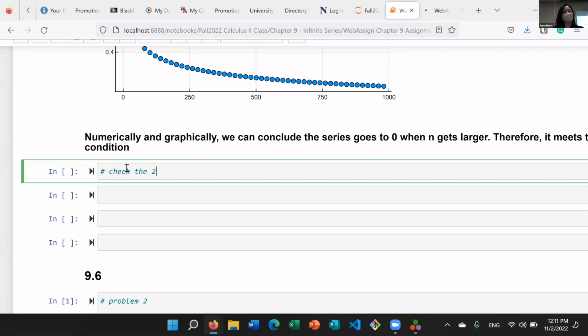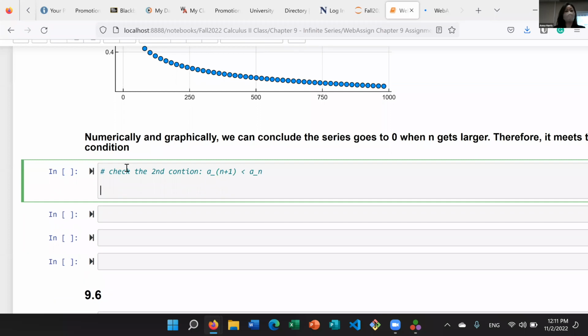Now we have to check the second condition. What's the second condition? A sub n plus 1 has to be less than what? A sub n. So we've got the k. Now I'm going to find the second one. Can I just call it k2? Do you mind if I put k2?